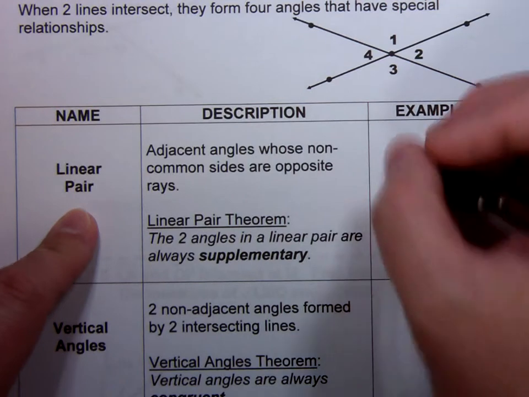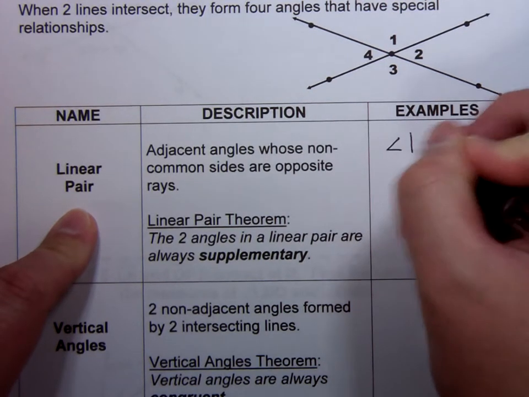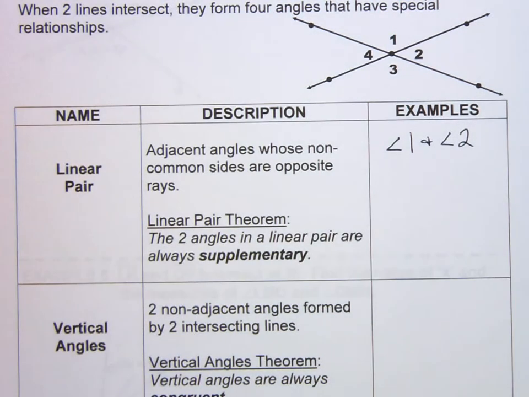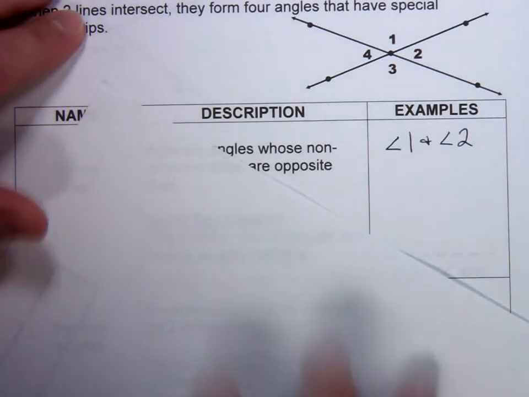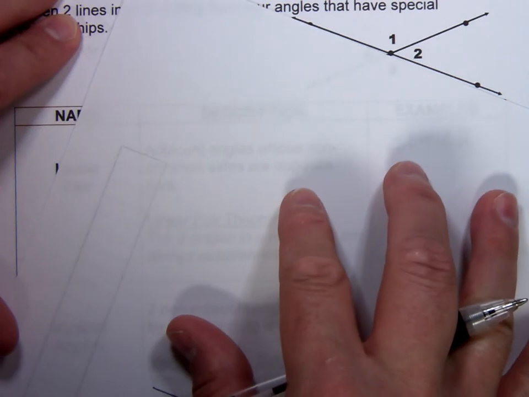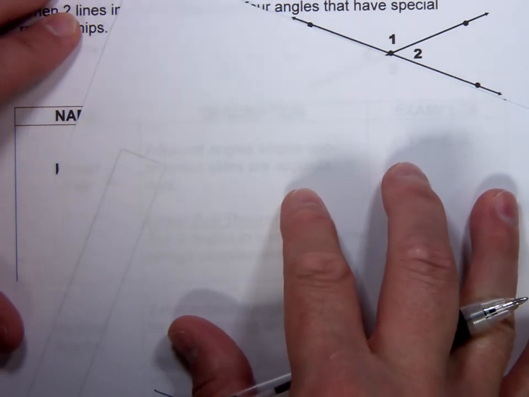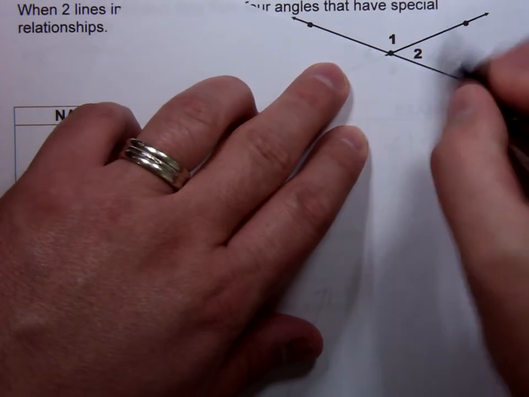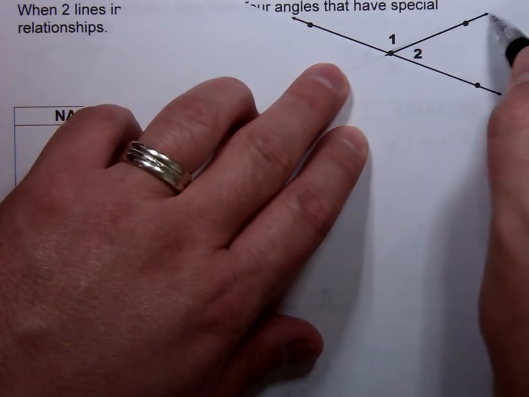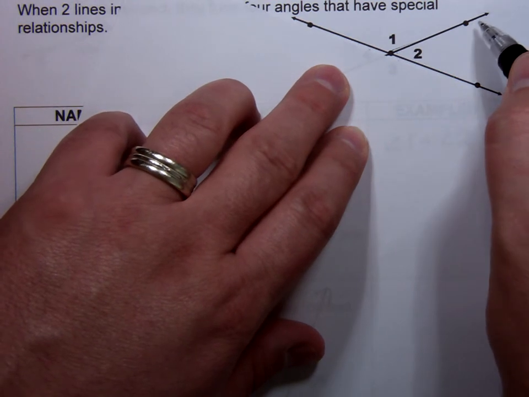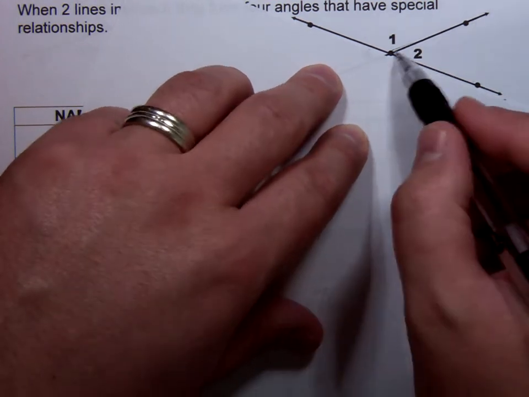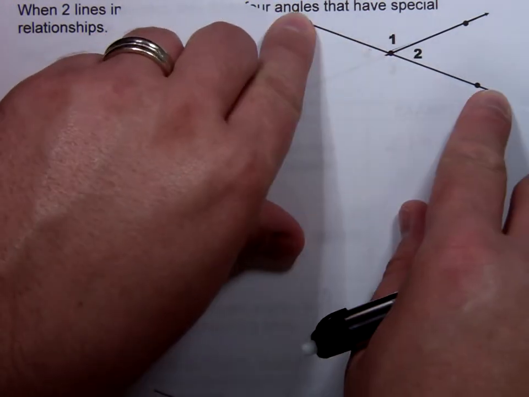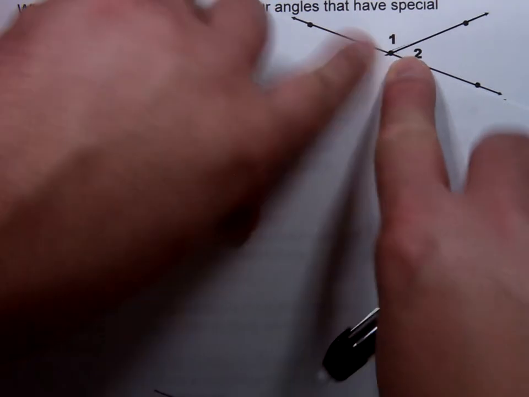So one example of a linear pair is angle 1 and angle 2. If I look at angle 1 and angle 2, they're adjacent. They have the same vertex, and they're sharing this side. So they have a common vertex and a common side. And their non-common sides are opposite rays. So this is the common side. These are the sides that are unique to each angle that they're not sharing. And notice they're opposite rays.